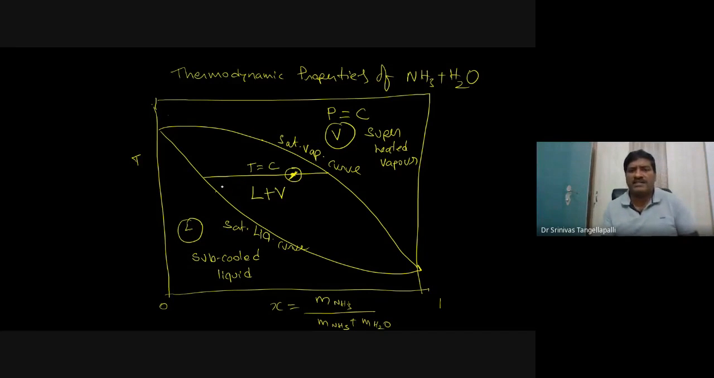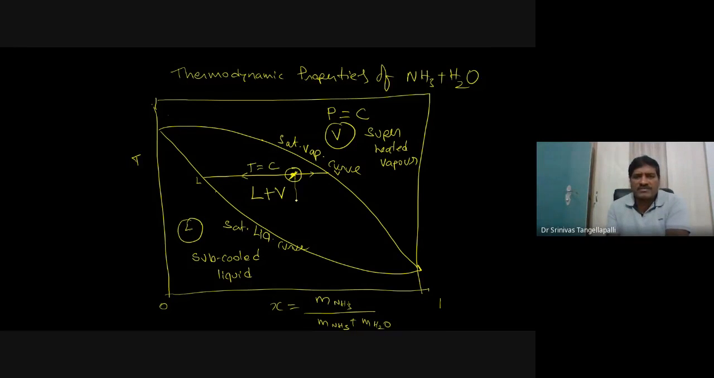We can apply the lever rule. In metallurgy, we might have applied this lever rule to find the carbon content in the iron carbon diagram, that is the ferrous and carbon mixture. So similarly here, this is a mixture. If the mixture is separated into liquid and vapor, as I explained earlier in the Kalina cycle system, this is a saturated liquid and this is a saturated vapor.